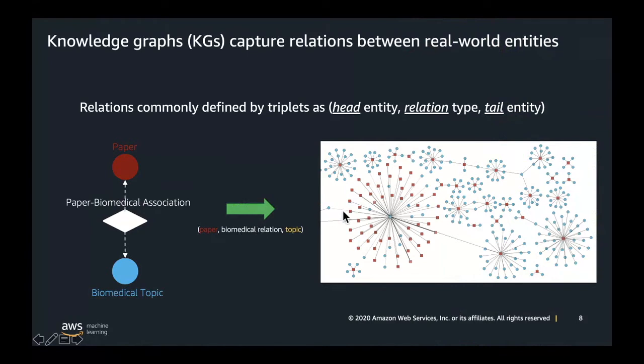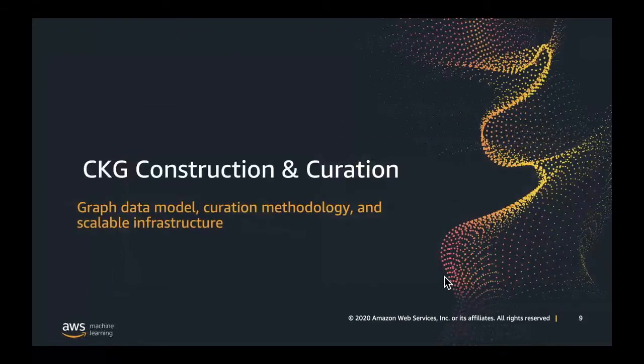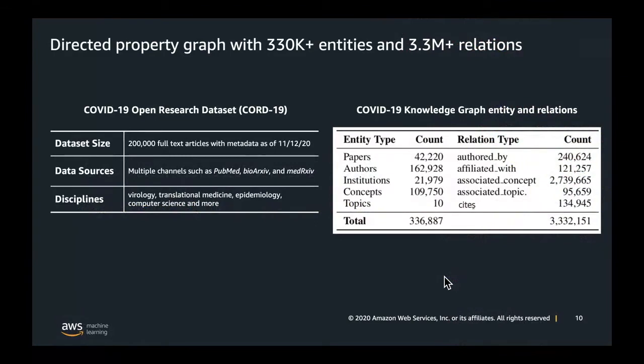Many of these triplet relations essentially create a graph. You can think about a graph as implicitly trying to capture real-world relationships, and you can enrich it using other tools, in this case NLP-based tools, as we'll be discussing. So how do we actually construct and curate this knowledge graph? Specifically, what is the data model, what is the creation methodology, and how do we create the infrastructure to support it?